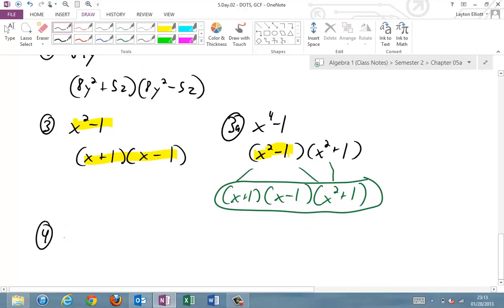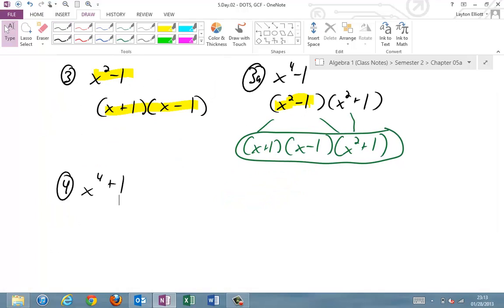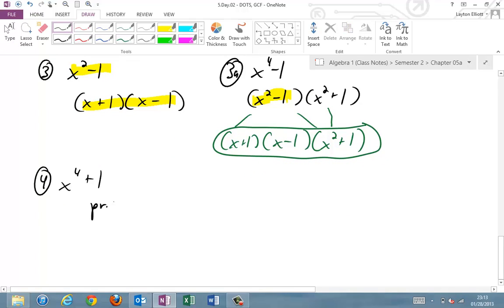Number 4, if I go x to the fourth plus 1, because it's a plus, we get to say that that one is prime. And I'm going to put little parentheses there to show you that we can't do anything with it.